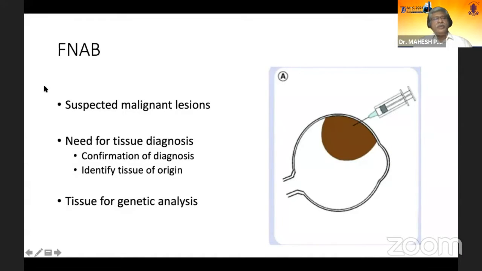So finally, last patient, when we do suspected malignant lesions and we are not able to come to a diagnosis, and then there is a need for tissue diagnosis, like confirmation of diagnosis or identify tissue of origin, like the case I showed where the metastatic lesion, we are not sure where the primary is from. And another common indication is for tissue for genetic analysis.